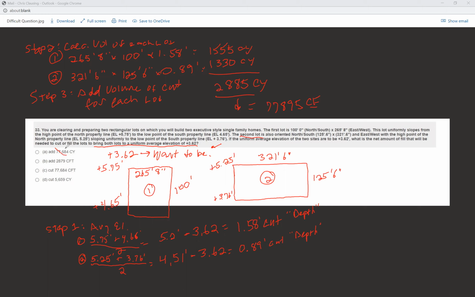Now, let's go back to our answers. 77,684 cubic yards. So no, that's yards. So that's too much. 2879 cubic feet, that's too little. 5659 cubic yards. No, that didn't match, but look what we have here. We have one that's pretty close. 77,684 is very close to 77,895 cubic feet. This is the right units of measure, very close to the number. I would say on this one, we are at answer C.